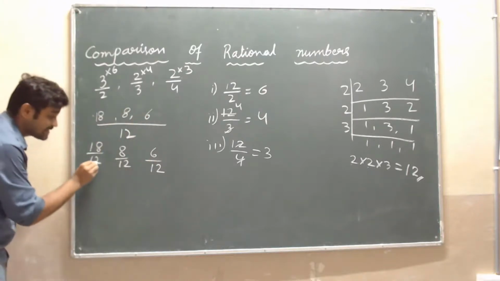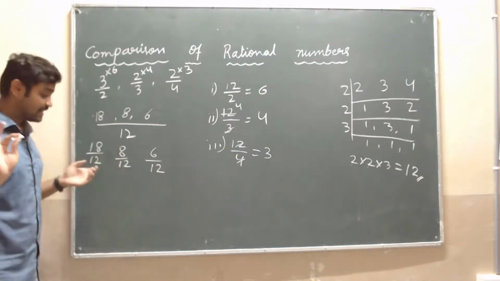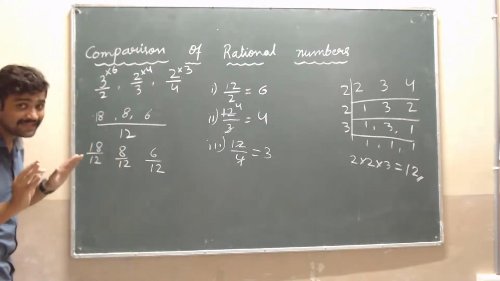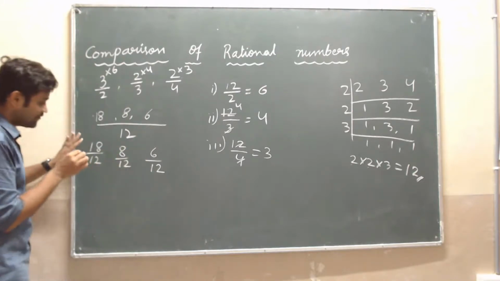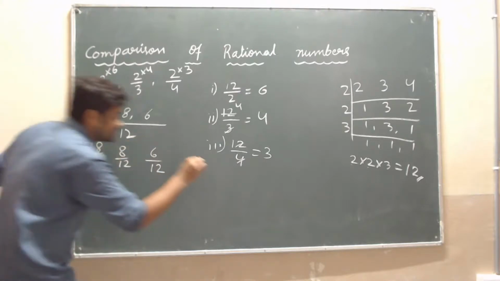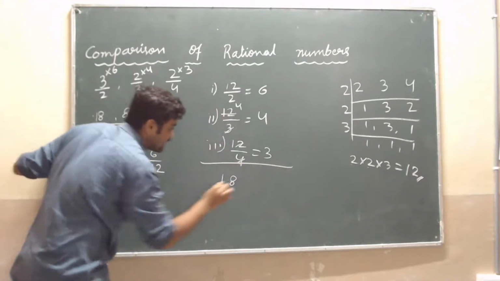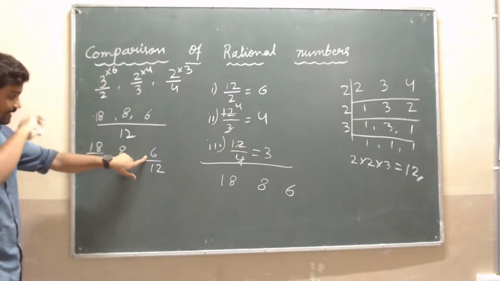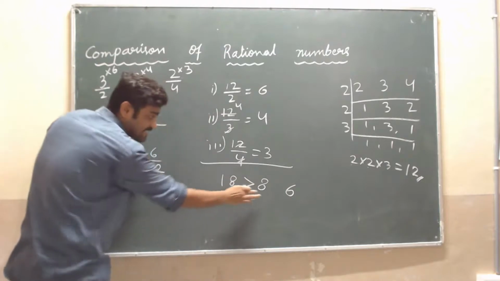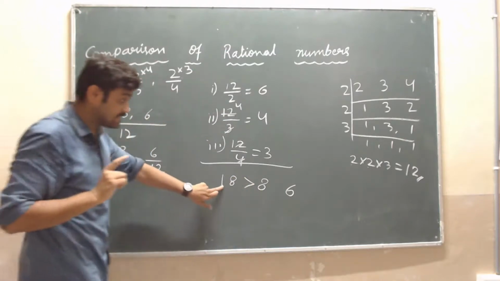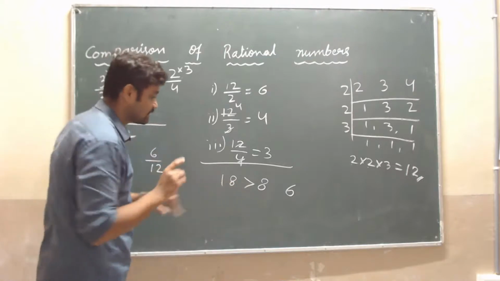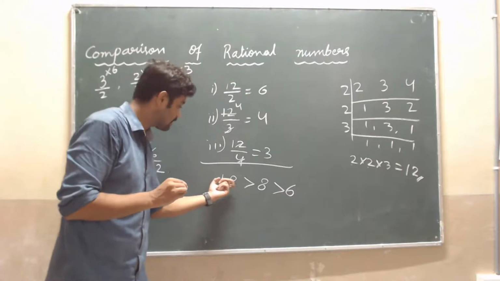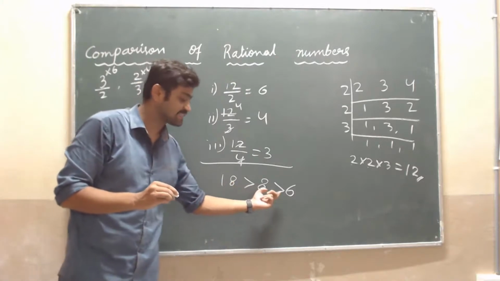See here, the denominators of the three numbers are the same. Then we have to compare only the numerators. I will write only the numerators: 18, 8 and 6. 18 is greater than 8. Then 8 is also greater than 6. I will use this symbol, that is simple. 18 is greater than 8 and 8 is greater than 6.